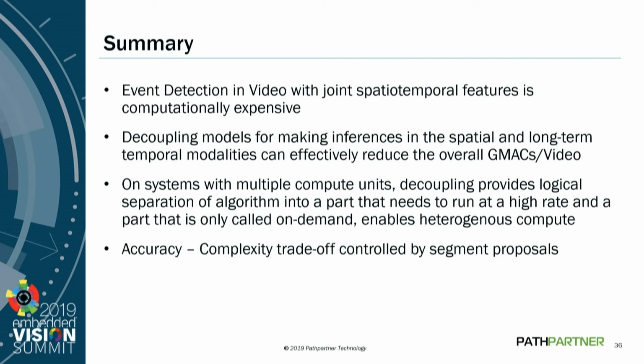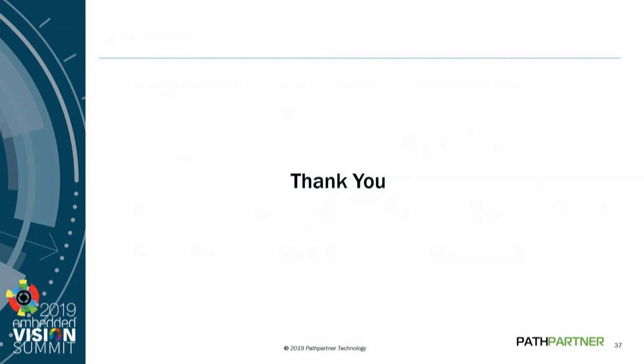On systems which have multiple processing units, you can run the segment proposal module at a much higher rate on a low-powered compute part of the embedded system. So it enables much more effective heterogeneous compute. And like I've already mentioned, the accuracy-complexity trade-off is controlled by the quality of the segment proposals and the choice of parameters of the segment proposal. So yeah, that's about it from my side.